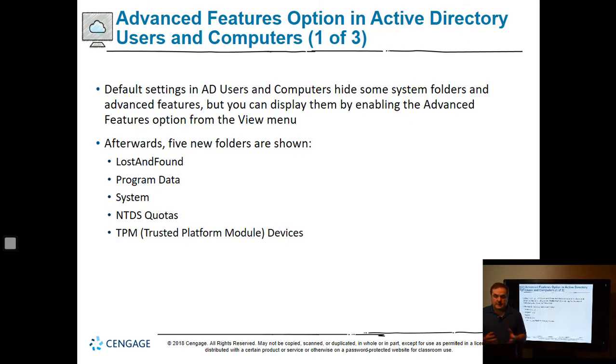So default settings in AD users and computers hide some system folders. So we're going to be turning on the advanced features in Active Directory users and computers. Then after you turn those on, you see 5 new folders: lost and found, program data, system, quotas, and trusted platform module devices. And if you have Exchange installed, you'll see even more things. Exchange is a Microsoft email server.